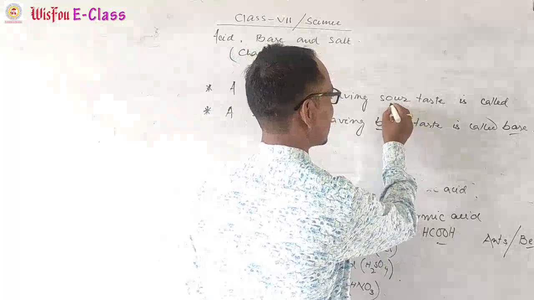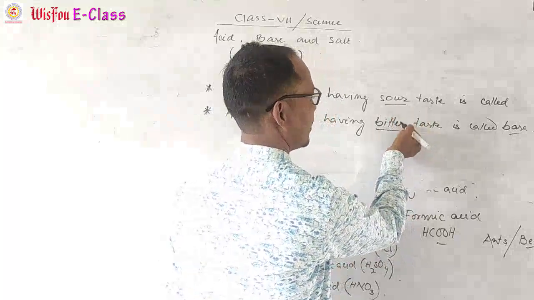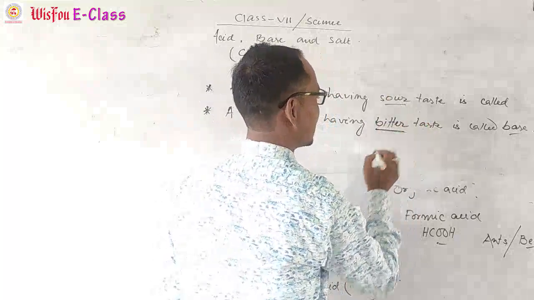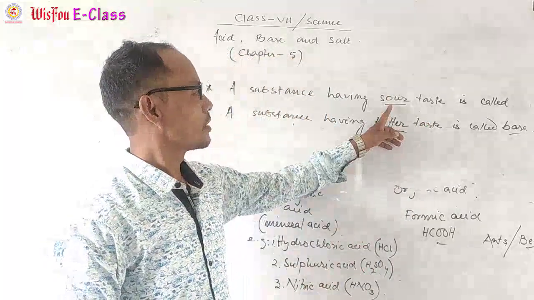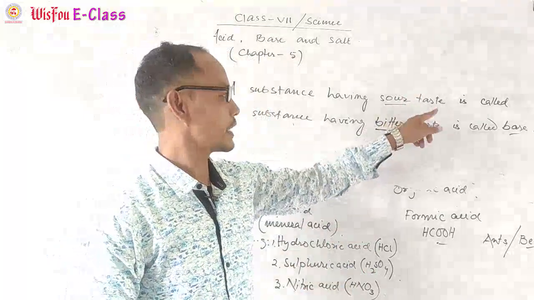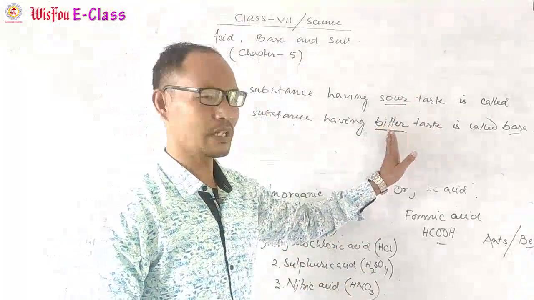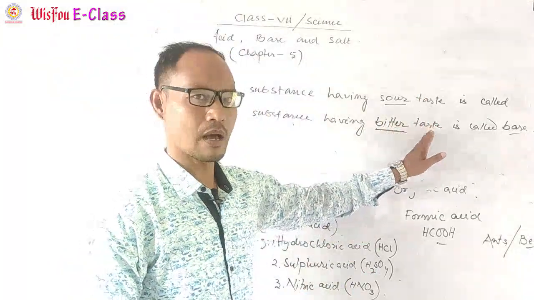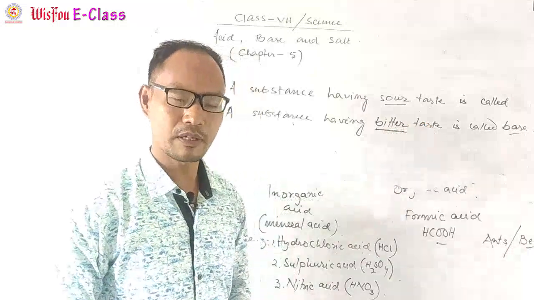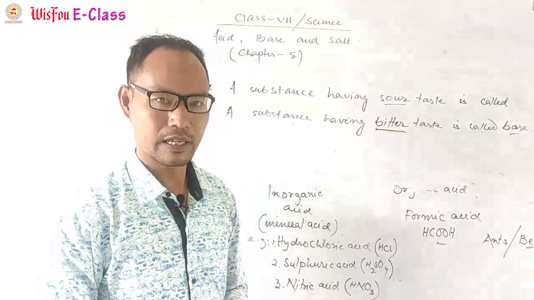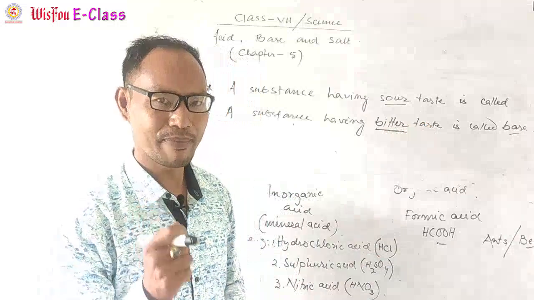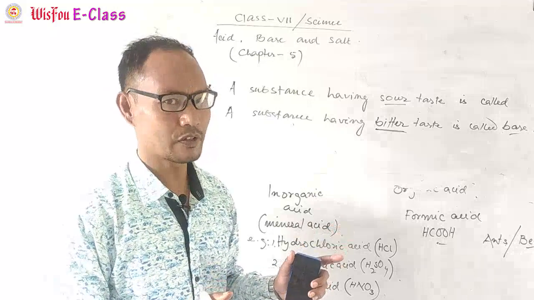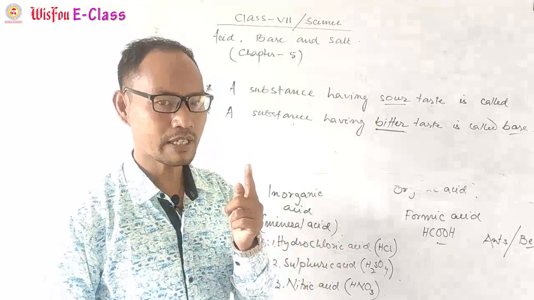In case of acid, sour taste. In case of base, bitter taste. Bitter means akab in the Manipuri language. Those kinds of substances having bitter taste are called bases. There is no classification about the base, but only one thing is there.